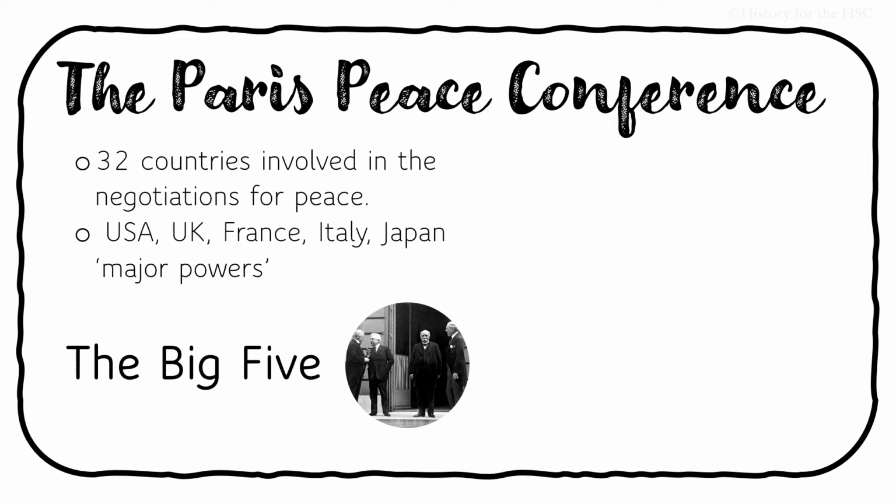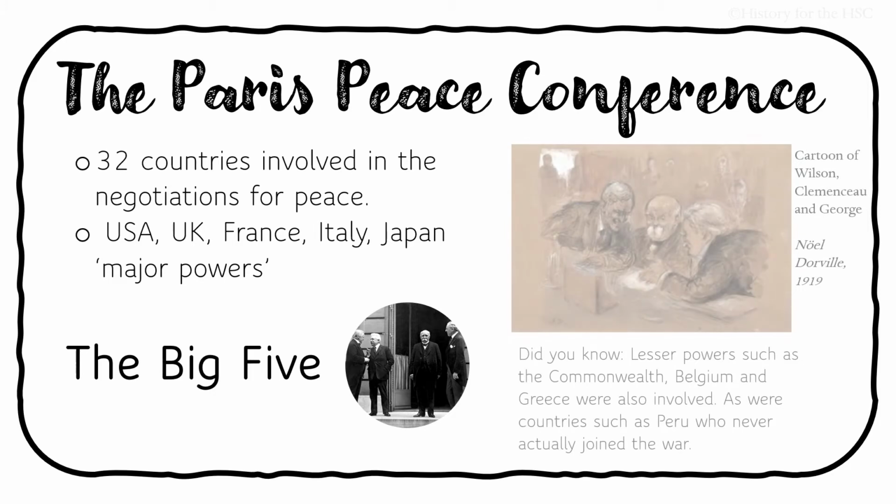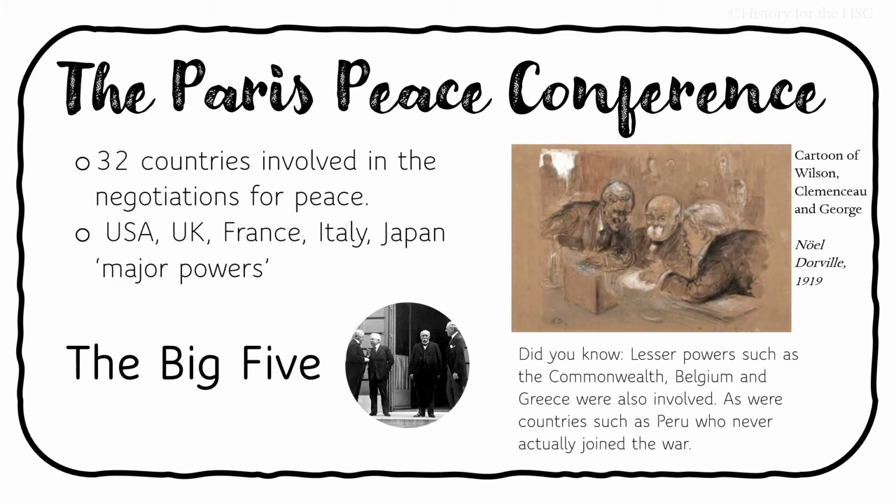There is a second group which involves Commonwealth nations such as Australia and Canada, along with minor powers such as Belgium or Greece, who get to participate and negotiate in a lot, although not all, of the various discussions that are being had. And then there is a third group involving countries who did not actually declare war on Germany, but did cut off diplomatic relations with them. These are countries like Peru.